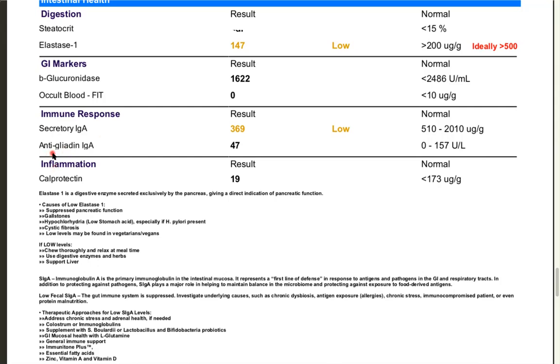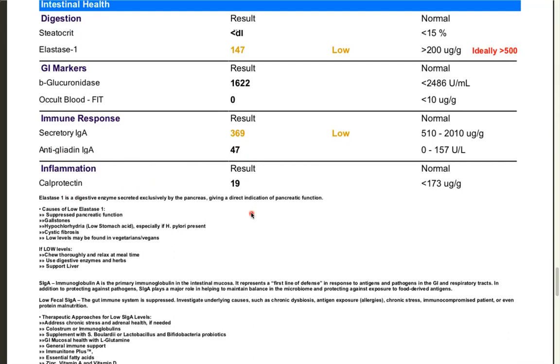The next marker here is our gluten response, so anti-gliadin IgA. It looks pretty good. And then the final marker here, the calprotectin, is low. So there's no inflammation in the colon, which is great. We can rule that out.